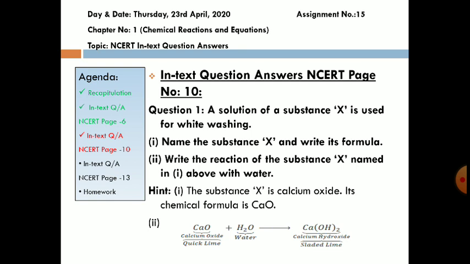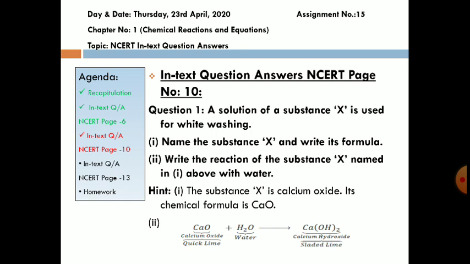This is a daily life reaction. The whitewash, which is used on the walls and ceiling of our homes, offices and buildings, is this substance. The substance X is calcium oxide and its formula is CaO.